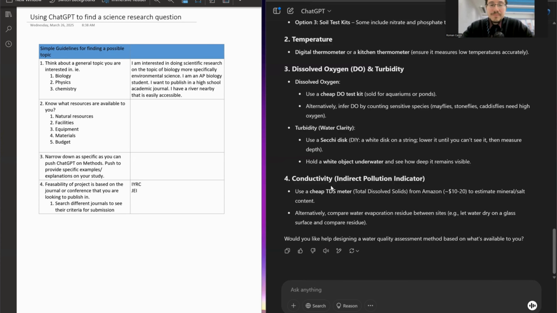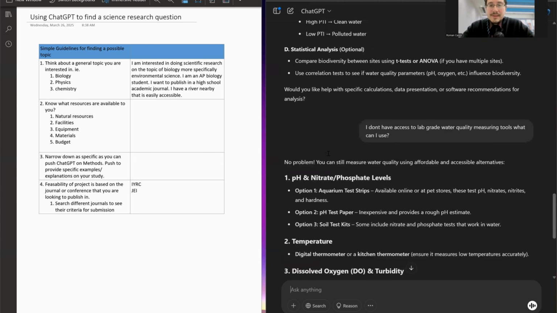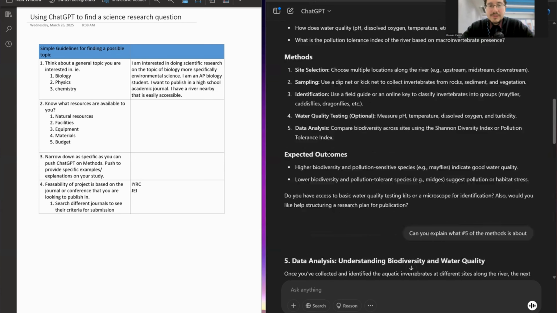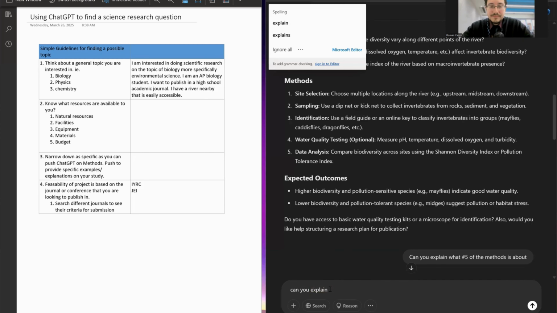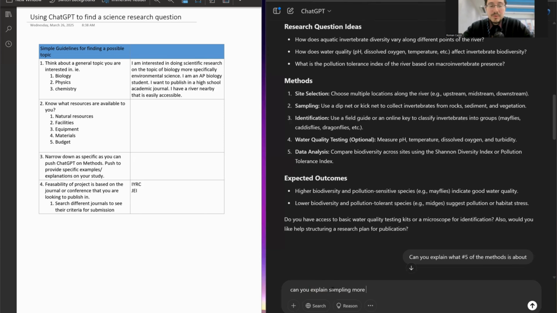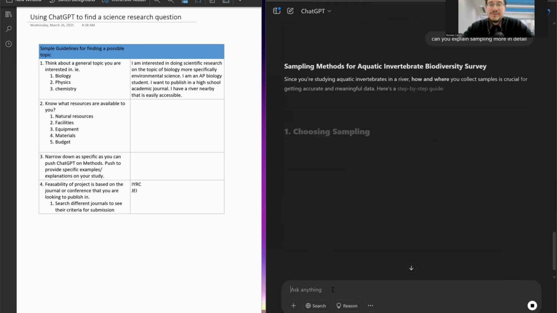Okay, so in a nutshell, this is how you can narrow down specifically enough to get a sense of a detailed project, the methods, and how to execute it. Okay. Going back into methods, let's say I mentioned water quality testing. Okay. Sampling. Let's go with that. Can you explain sampling more in detail? Let's say you don't know how to sample, or you want more specificity on sampling.